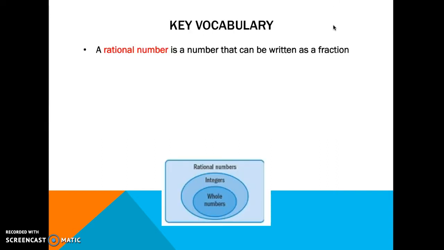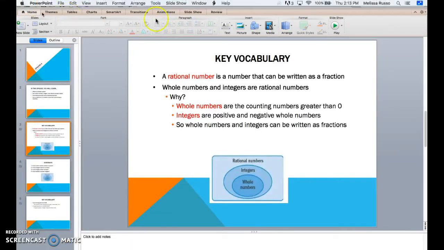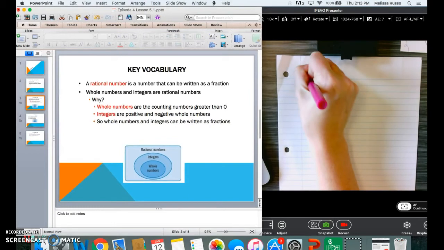So we're going to start with some key vocabulary. The first thing that we're going to talk about is what a rational number is. A rational number is a number that can be written as a fraction. So ignore the picture at the bottom for now. I'm going to talk about it in a second, but I want to first talk about rational numbers. So if I want to think about a number that can be written as a fraction, let's think about some examples.